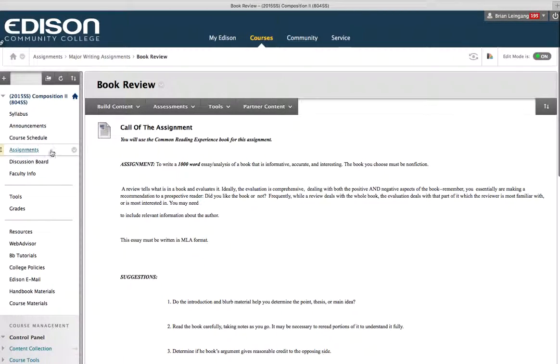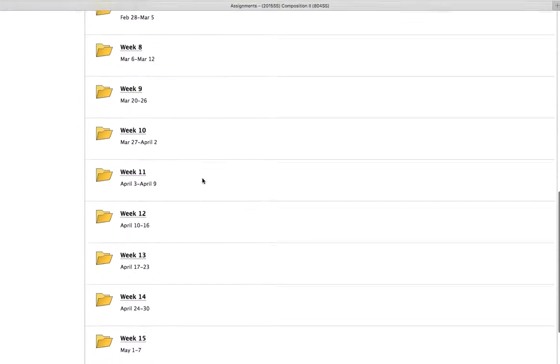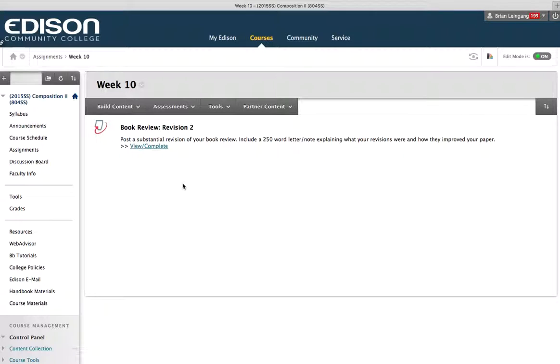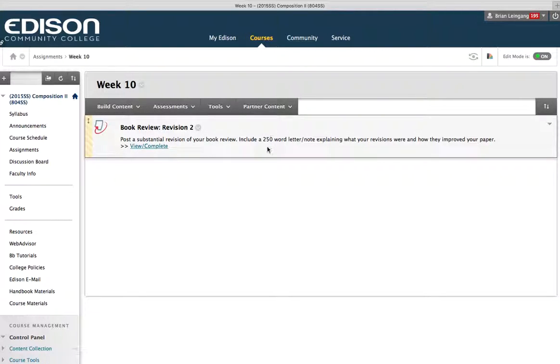And then the revision for your book review will be in week 10. It's the only thing I have, but it'll be due on Monday, March 28th. That should hopefully give you enough time to work on it. It should be a substantial revision, so don't just go in and change a few words. You need to make it substantial and include a 250-word letter or a note explaining what your revisions were and how they improved your paper. So that's just to help me understand.